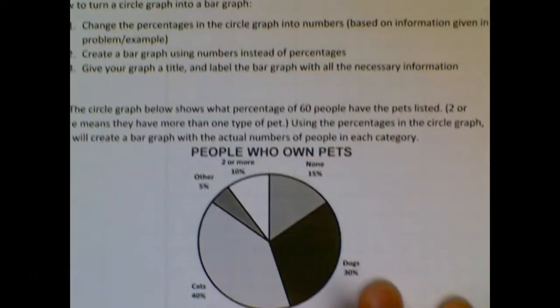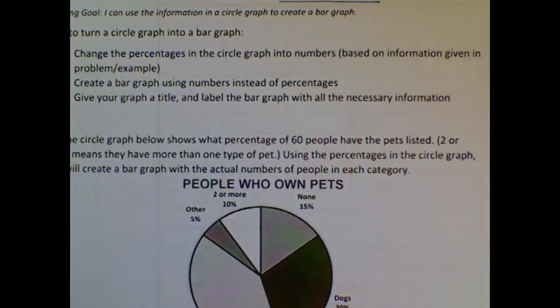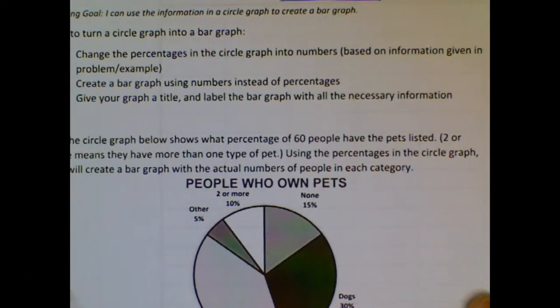Is that 15% of 10 people? Is that 15% of 1,000 people? Is that 15% of 300 million people who live in the United States? What is it? So we need to give a little context to that. So that's the first thing that we're going to do, is give that context.